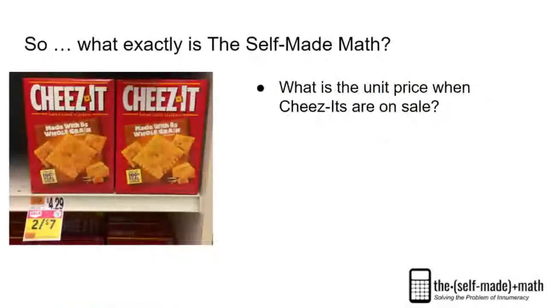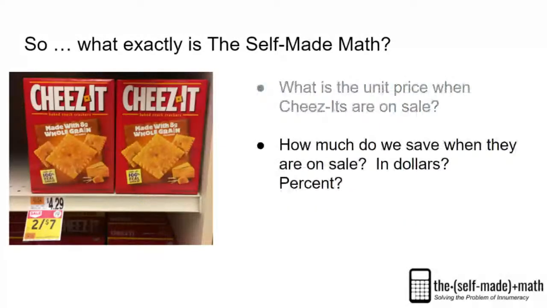For example, we go to the grocery store and we see the Cheez-Its are on sale, 2 boxes for $7. What's the unit price? If we buy those Cheez-Its on sale, how much did we save? The dollars are easy enough to figure out, but what about the percentage savings? How do we know if that's a good deal or not?